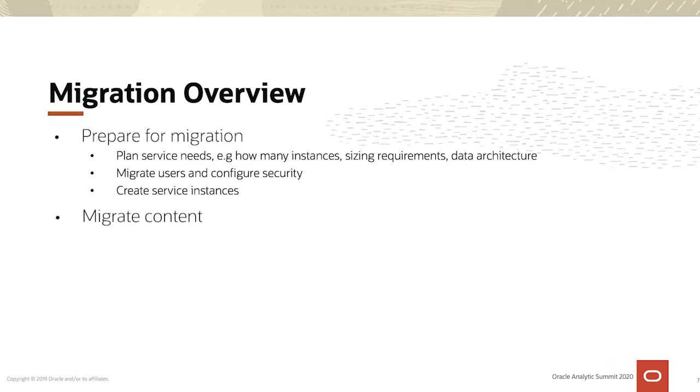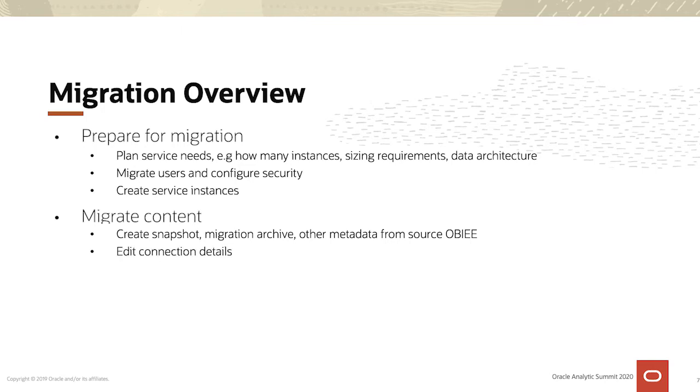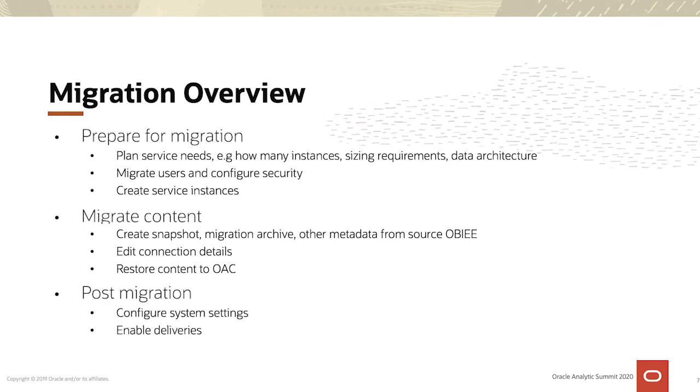The next major step is migrating your content. So that involves creating snapshots and collecting other metadata archives to move to the OAC environment. Once you've moved these metadata archives to the OAC environment, you'll want to edit connection details as needed, and then restore any content to Oracle Analytics Cloud. After you've migrated the content, some post-migration considerations, including configuring system settings, enabling deliveries, and setting up usage tracking.